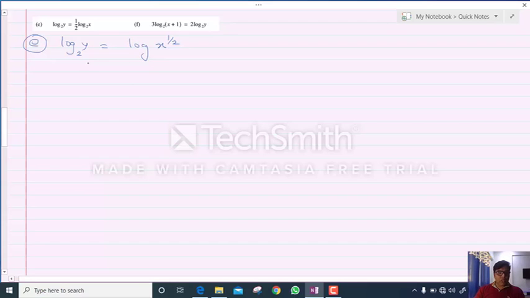Next, taking anti-log on both sides, what would I get? This is also to the base 2. Now I'll get y is equal to x raised to half. So I've removed log from the picture. I hope that's easy enough.